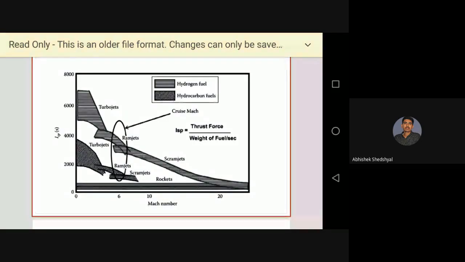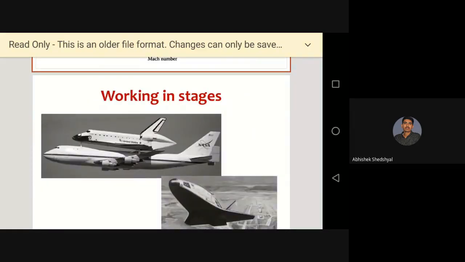And at the top, you can see there are two fuels we are comparing in this graph. That is hydrocarbon, as usual we are using. But still, if you go for hydrogen fuel, the Mach number is going to remain the same, but the specific impulse we are getting is more. So that is a big advantage of going for other fuels like hydrogen fuel and others. Next, we are going to take the working stages.